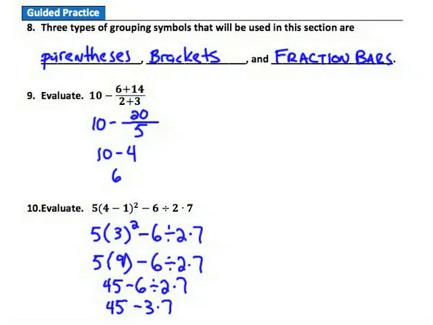Let's come over here to finish up. So the next thing I'm going to perform is the multiplication, 3 times 7. So I'm going to have 45 minus 21. And then the last step is to do the subtraction. 45 minus 21 is going to give me a final answer of 24.